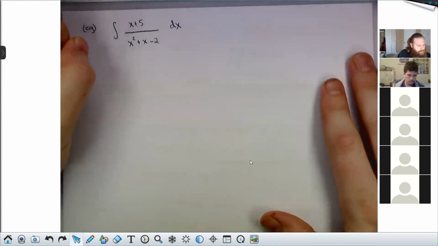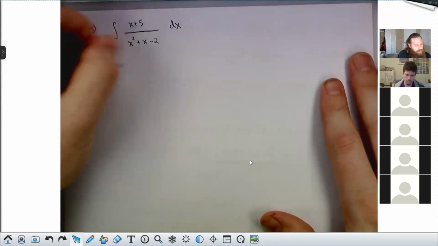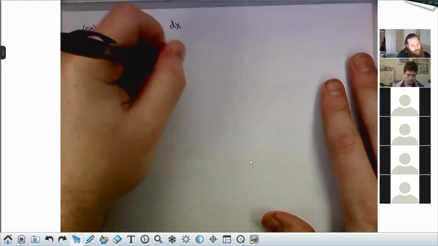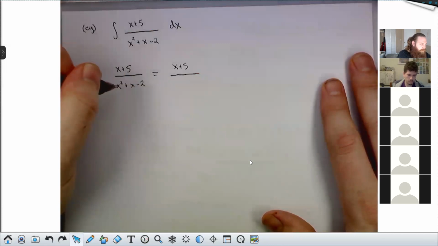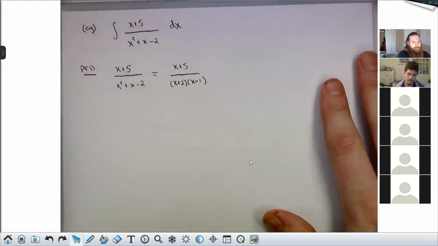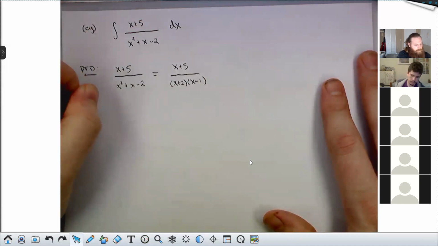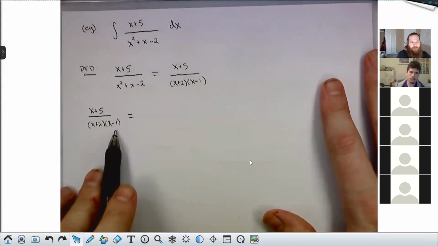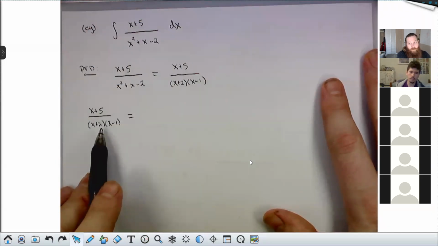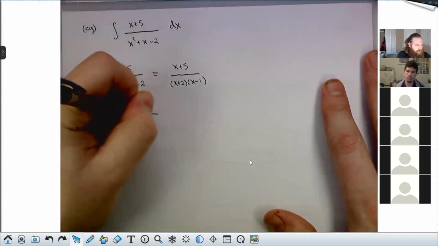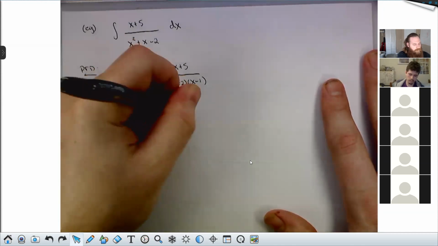We want to run some partial fractions on this bad boy, which means I need to start by factoring the bottom. So how does this bottom factor? This is going to be x plus 2 times x minus 1. So my setup here is going to be x plus 5 over x plus 2 times x minus 1 equals, I get one term for each of these simple linear factors. I ask, where could this have come from? What sort of thing could I have added up to get something looking like this? And the answer is, could have come from something like a constant over x plus 2 plus some other constant over x minus 1.